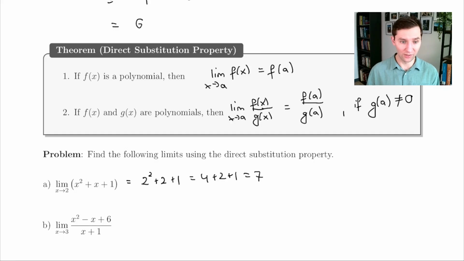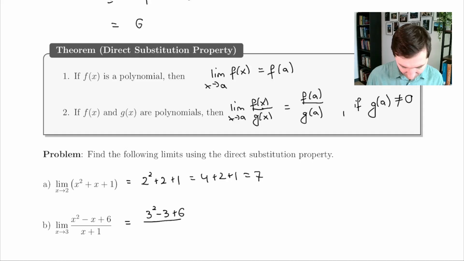In example B, I have a rational function, a polynomial divided by a polynomial. Instead of using the quotient law and then other limit laws to compute this limit, I will apply the direct substitution property, which means I will plug in 3 to the numerator and to the denominator, and I will get 3 squared minus 3 plus 6.